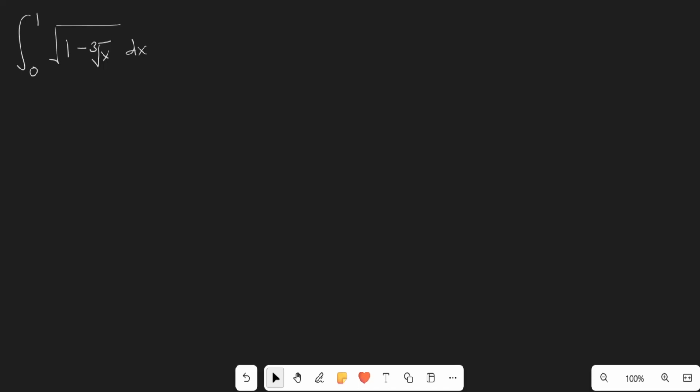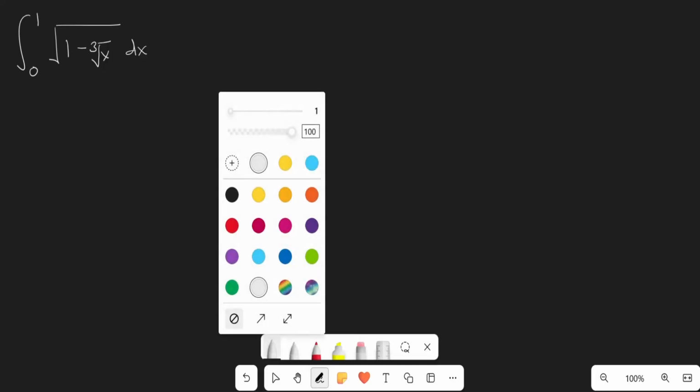So how do you solve this integral? I am going to solve this integral using the beta function. So let's walk through it. Let's start off by first doing a u substitution.